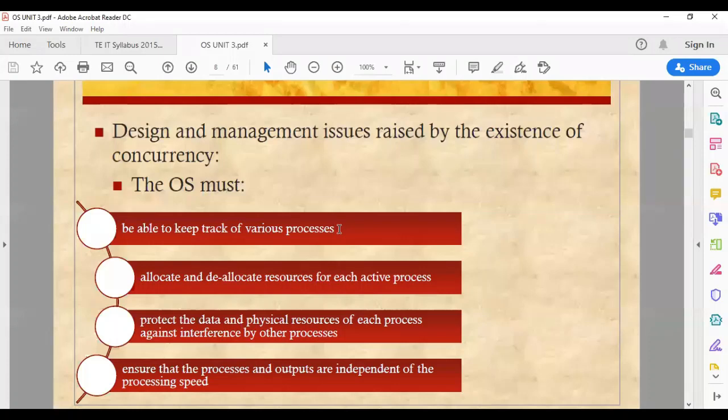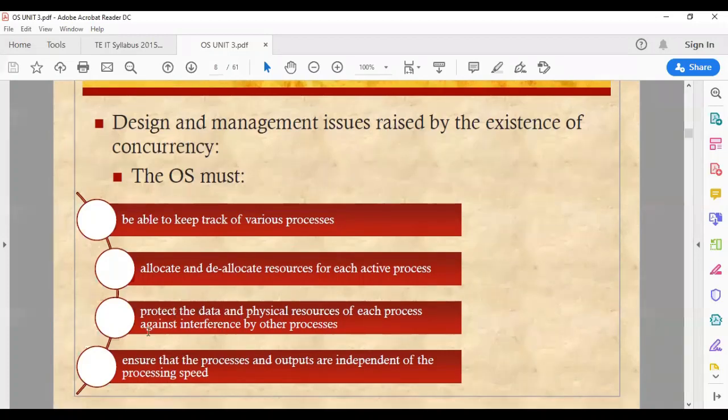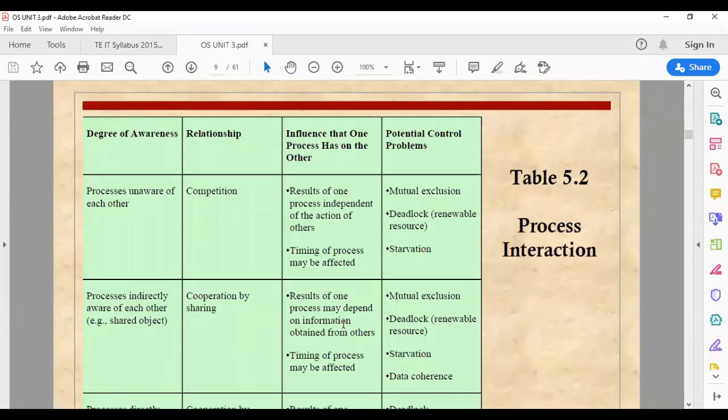Ensure that the processes and the outputs are independent of the processing speed. It means it should not affect the output. Whenever the process is executing, whether it is slow or fast, it should not affect the output of that system. So we should always maintain all this information.